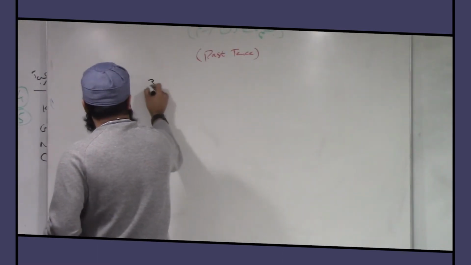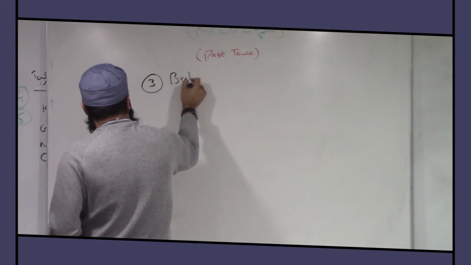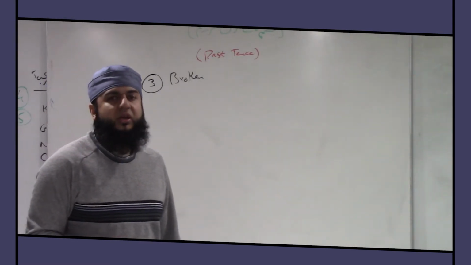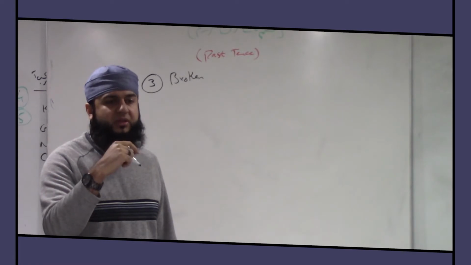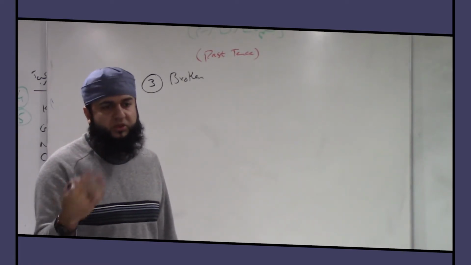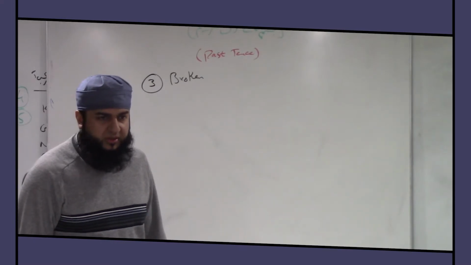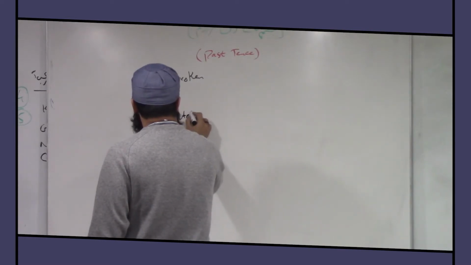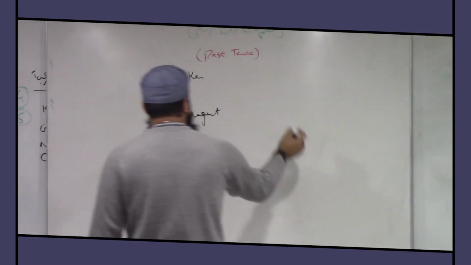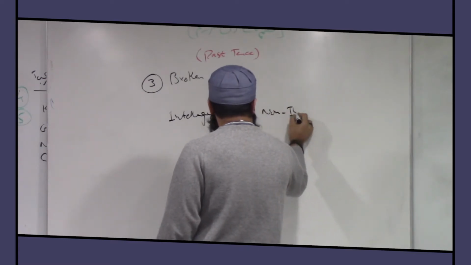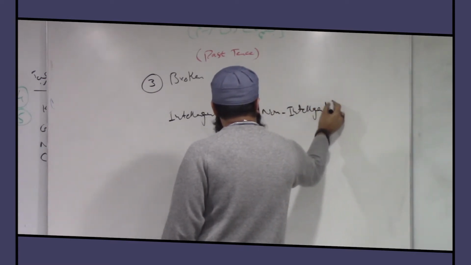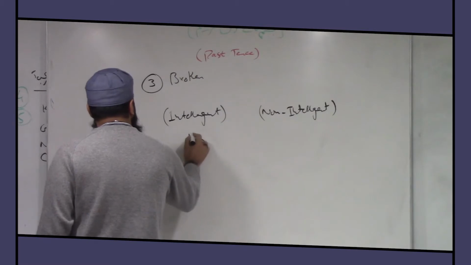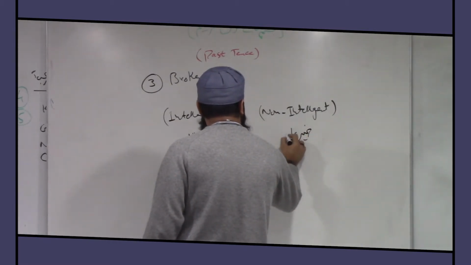Okay, the third condition is again related to broken plural. When the noun is a broken plural, but the singular of this broken plural is intelligent, it could be a masculine, it could be a feminine. Did you get it? So if you see all the nouns, you have intelligent people and non-intelligent. So here intelligent is aqil, and here is ghair aqil.